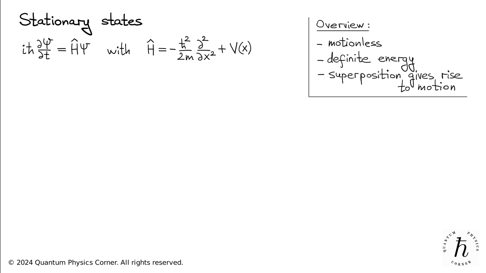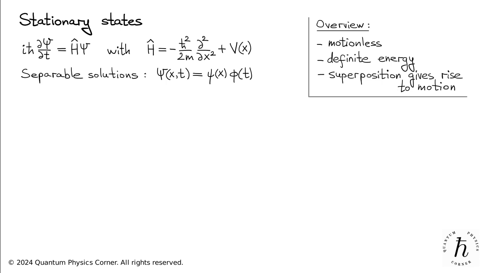Let's try to find solutions to the Schrödinger equation in a special, separable form. Specifically, we'll look for wave functions psi, dependent on x and t, that can be written as a product of a function of x and a function of t. We'll denote the function of x by lowercase psi, and the function of t by phi. The reason for focusing on such separable solutions will become clear later.